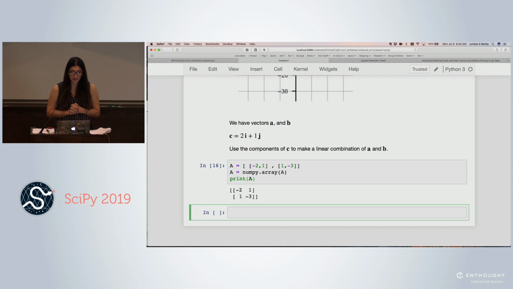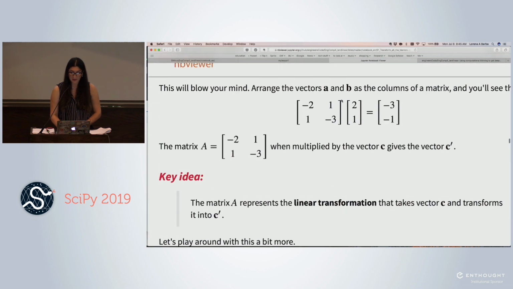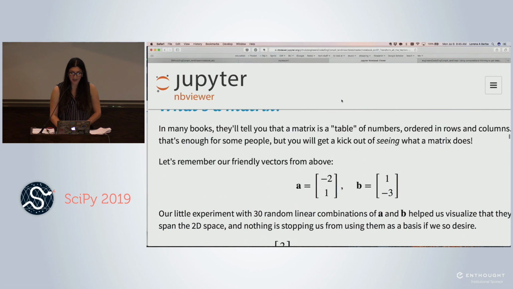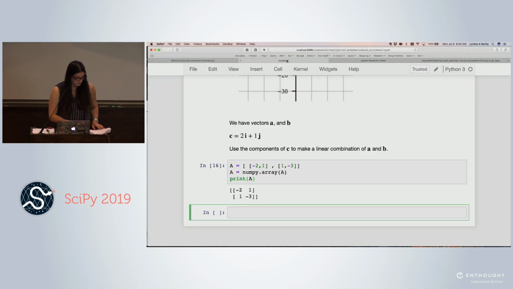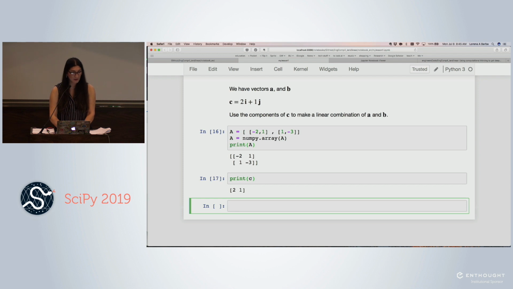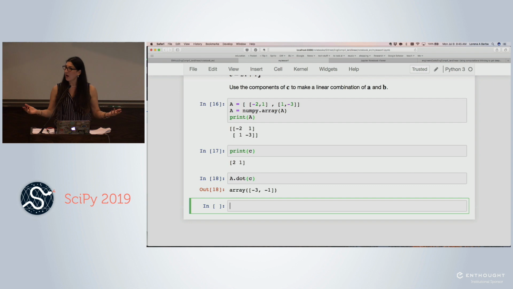And so there we see minus 2, 1, and 1, minus 3, which is what we wanted. And let me remind you that minus 2, 1 is the vector A, 1, minus 3 is the vector B. So we created a matrix with A and B as columns. All right. Now, we can use the NumPy dot function to multiply this matrix times the vector. So C is a vector we've already defined. Let me print C. We already have C, okay? And now we're going to use NumPy dot to multiply the matrix times this vector C. And out comes C prime.